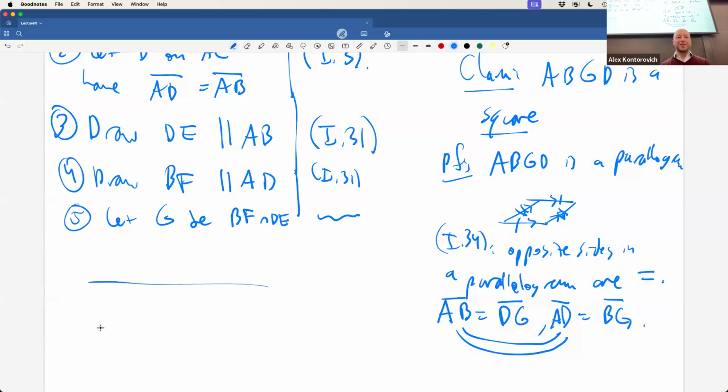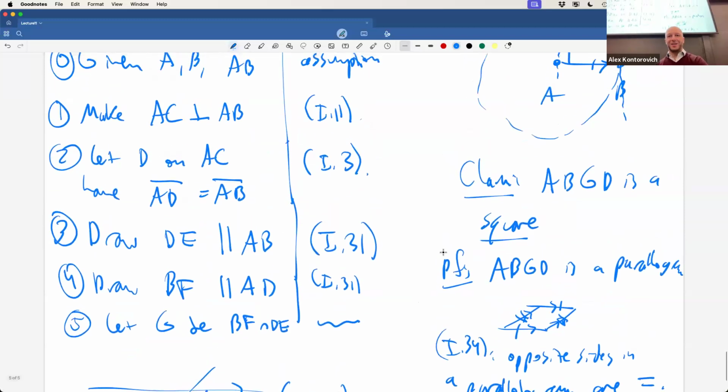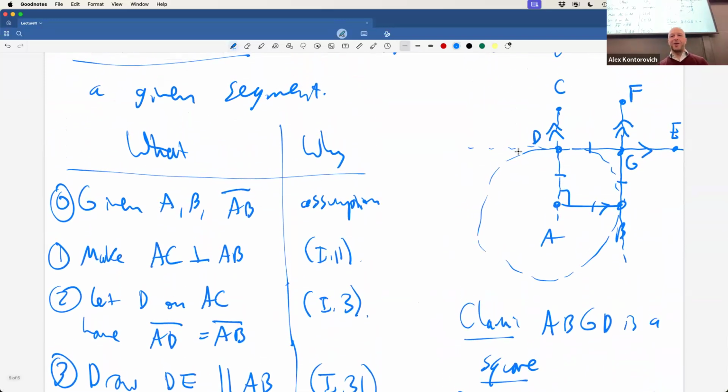The argument is if you have parallels, remember this thing that we were just talking about? If you have parallel lines, then the opposite angles are equal. This angle is equal to that angle. That's I-29. I-29 is that if you have two parallel lines, then opposite angles are equal. And so he says, look here, these two lines are parallel. DE is parallel to AB. This angle is opposite this angle. Everybody see that these two angles are opposite? And therefore, this is a right angle.